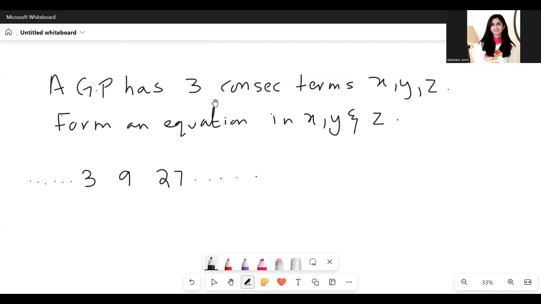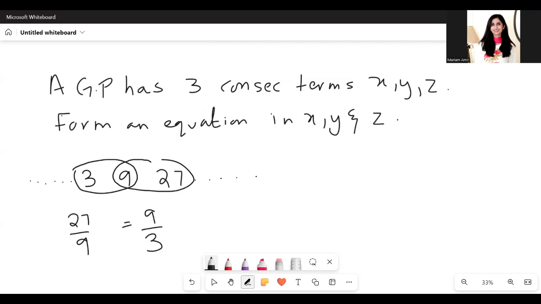So we know that if we divide these two, 27 over 9, it's going to give us the same answer as dividing these two, because the common ratio is the same, right? You multiply this with 3, you get 9. Then you multiply this with 3, you get 27. So 27 divided by 9 is going to give you the same answer as 9 divided by 3.